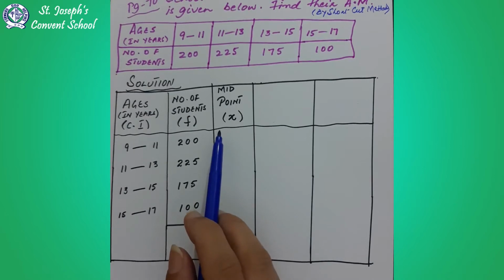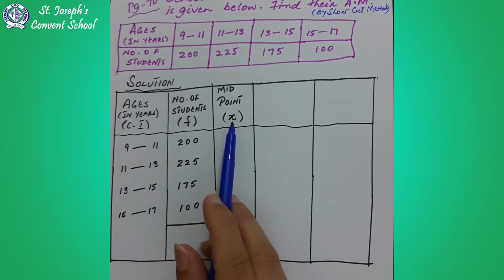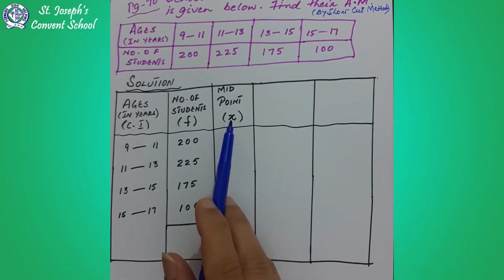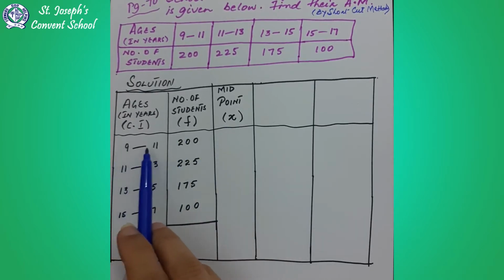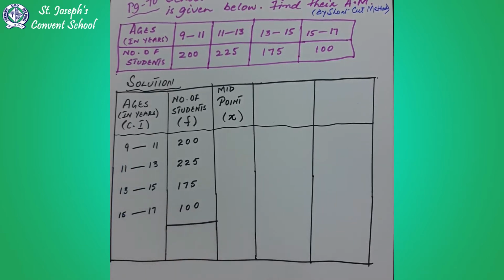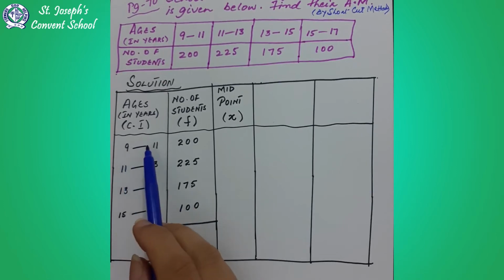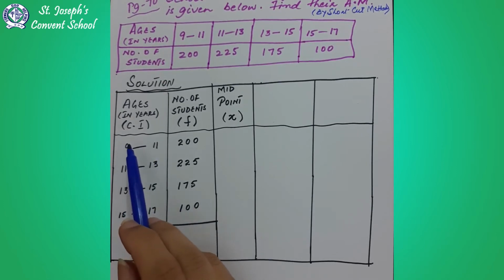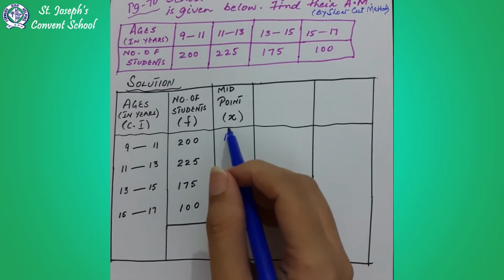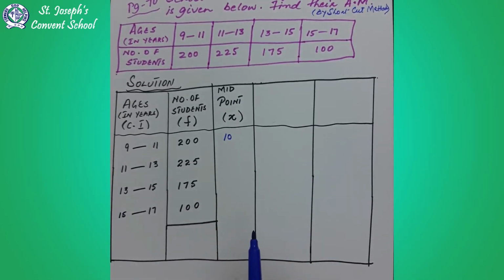We are going to make the third column, that is midpoint, and it is x. Name it x. Midpoint is always x. Now midpoint means middle number. Middle number of which column? We will take the middle number of this column. We did this in the previous lesson also, how to find the mid value. Group is from 9 till 11, so how many values? 9, 10, 11. So the middle value, the central value, is 10. This column is also known as central tendency, because you are finding the central value.